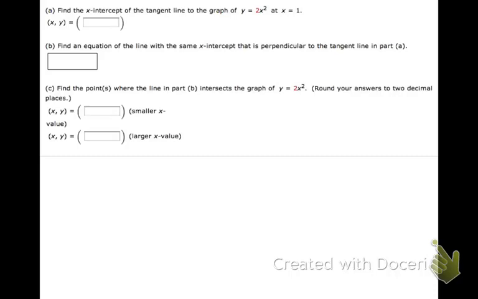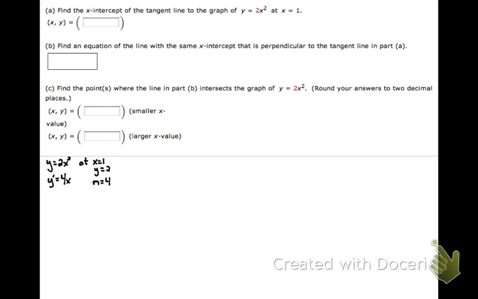So the first thing we were asked is to find the x-intercept of the tangent line to the graph of y equals 2x squared at x equals 1. More specifically, when x equals 1, that means that y equals 2. So we're looking at that point. What's the x-intercept of the tangent line? Well, that tangent line has a slope of 4x, and specifically the tangent line has a slope of 4.